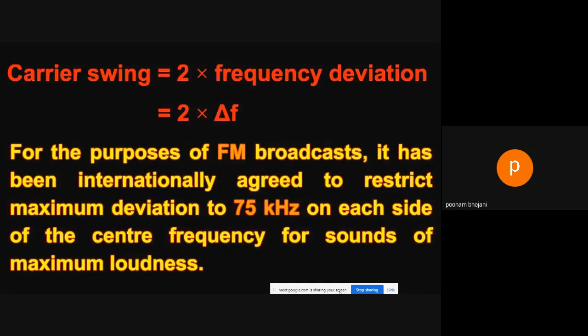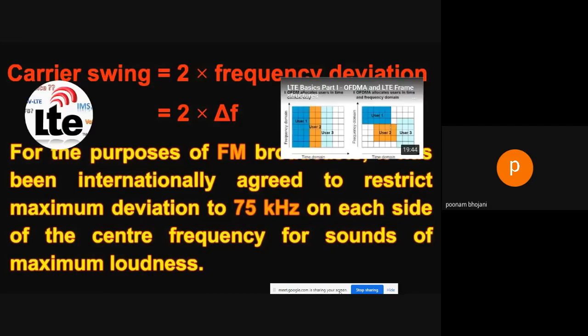For the purposes of FM broadcast, it has been internationally agreed to restrict maximum deviation to 75 kHz on each side of the center frequency for sounds of maximum loudness.